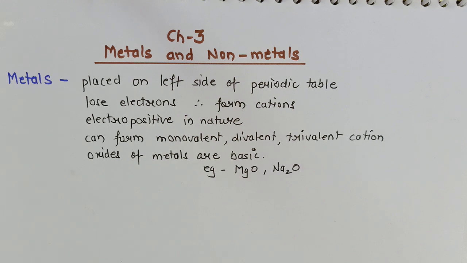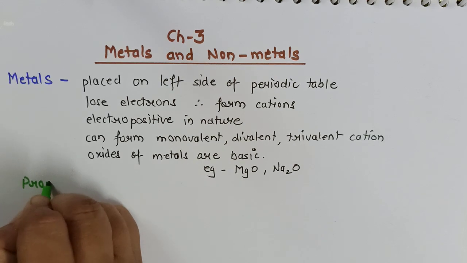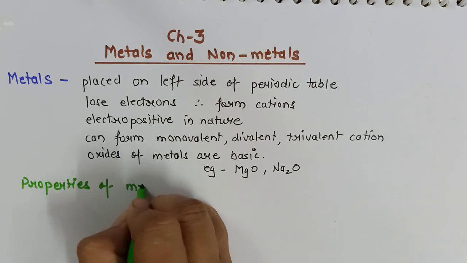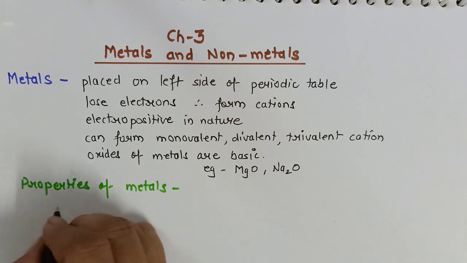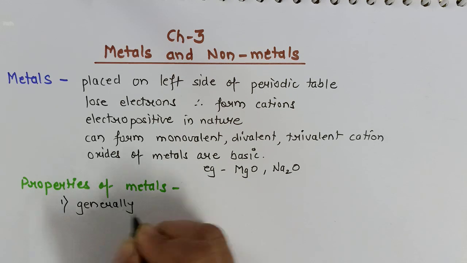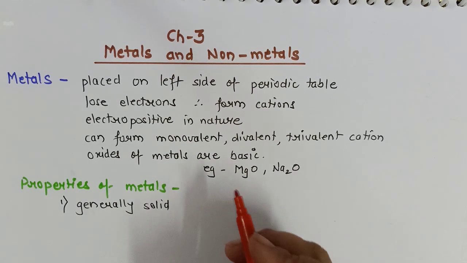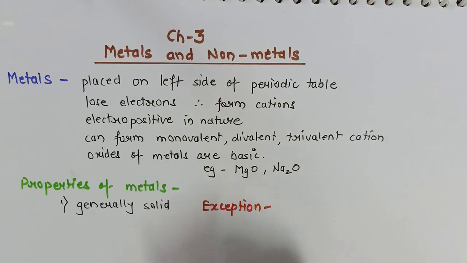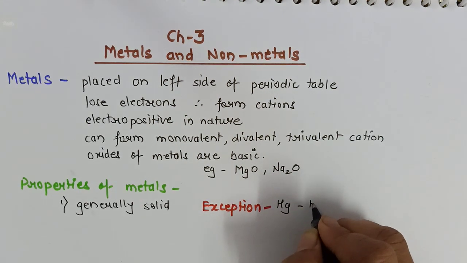Okay, now we will study what are various properties of metals. In every property you will find that there are some or the other exceptions. We'll begin with the first one. Metals are generally solid. And its famous exception, all of you know, is mercury. It is liquid in nature. It is the only metal which is liquid.